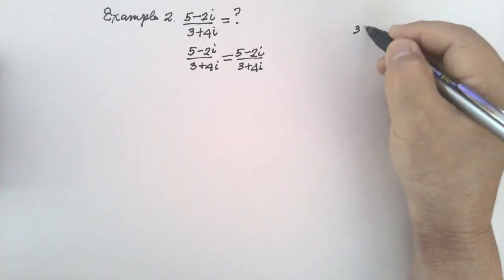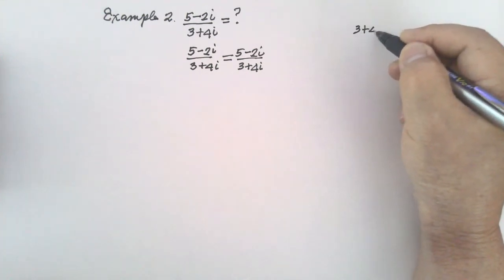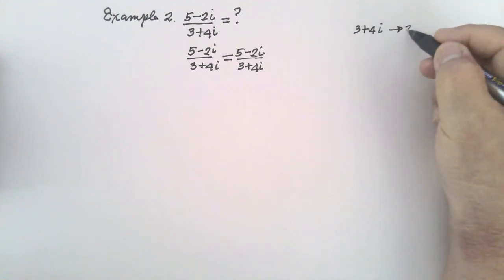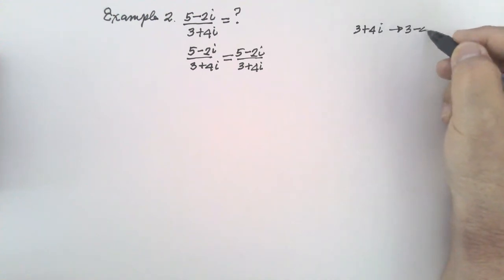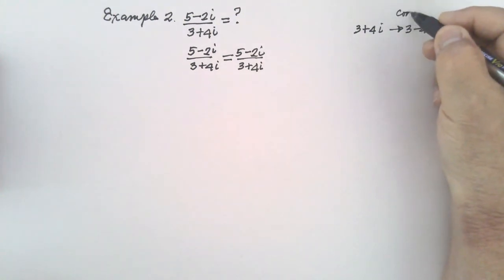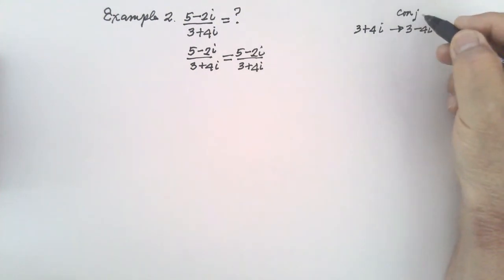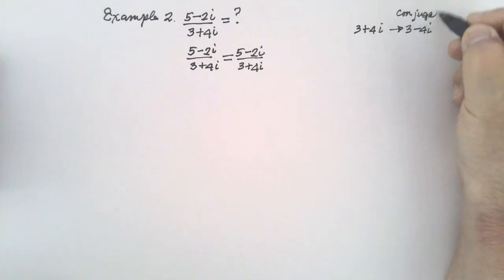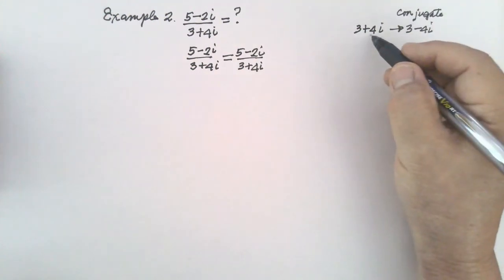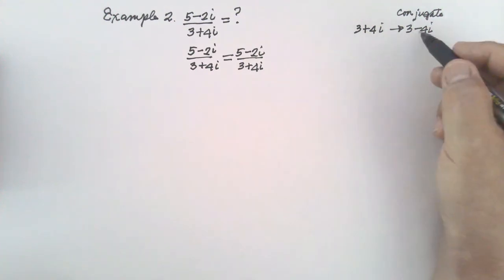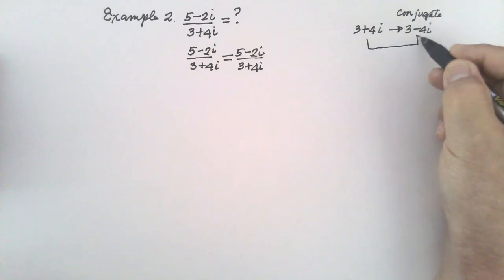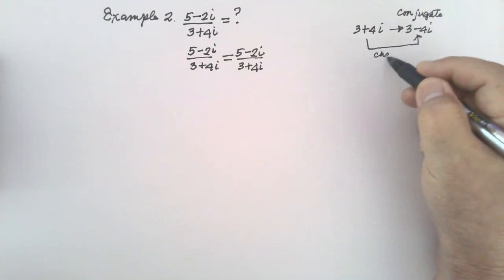The conjugate of 3 plus 4i is 3 minus 4i. Let us write here conjugate. To find the conjugate, just change the sign of the second term. This is positive, change it to negative. Let us write here, change the sign.